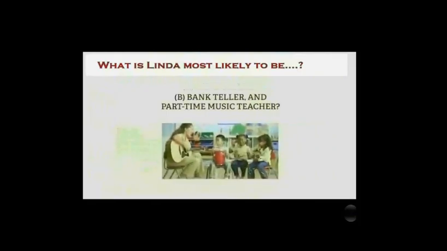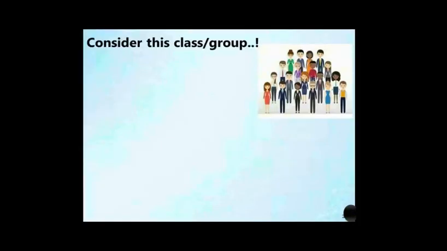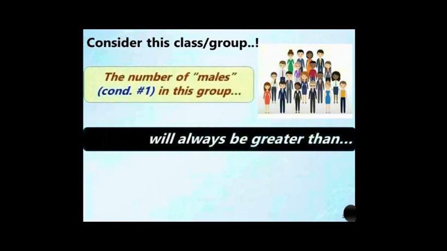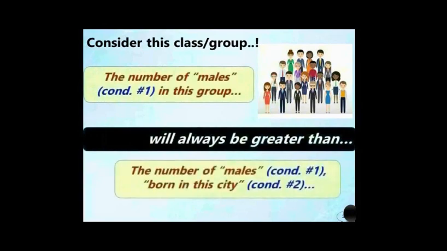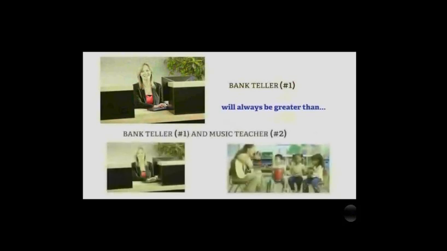Most people think it's B, that she's a bank teller and a part-time music teacher. But is it true? Consider this class or group of human beings. The number of males in this group that is satisfying one condition will always be greater than the number of males born in this city satisfying two conditions. If that is true, then the likelihood of Linda being a bank teller satisfying one condition will always be greater than satisfying two conditions, that she is a bank teller and a part-time music teacher. So the answer should have been A, but we gravitated to B.